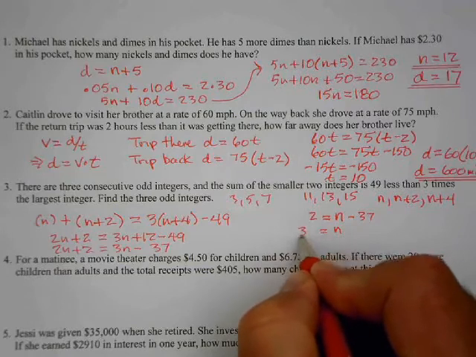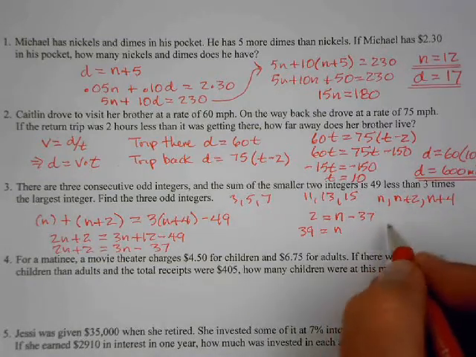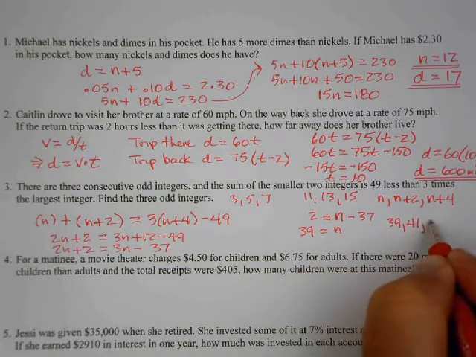So if that's n, then n plus 2, n plus 4, and there are my 3 consecutive odd integers.